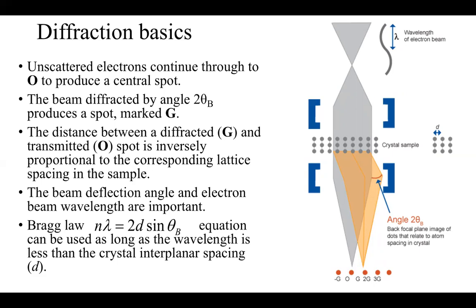The beam deflection angle and electron beam wavelength are also important. If you know the potential, the voltage you use to accelerate the electrons, you can calculate the energy. And if you know the energy of the electrons, you can use E equals hf, or hc over lambda, to calculate the wavelength of the electron beam.